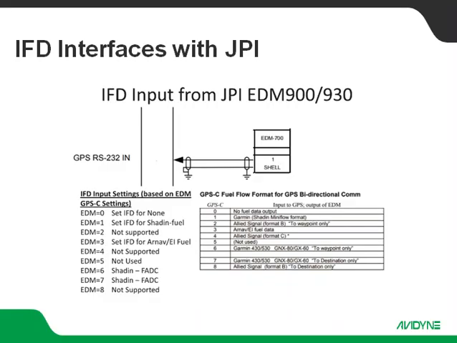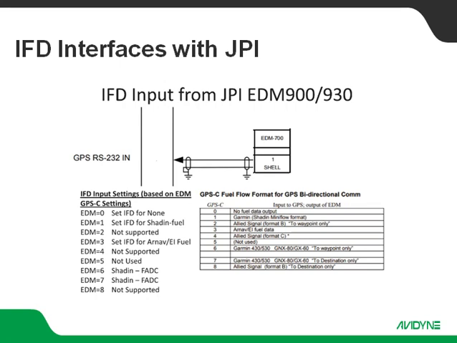Alright, so jumping right in here. It's a simple RS-232 interface. It's going to use an RS-232 in and out from the IFD, and we're going to talk about each one of these individually. So the RS-232 coming into the IFD from the EDM900 or 930 is going to carry your fuel flow information.